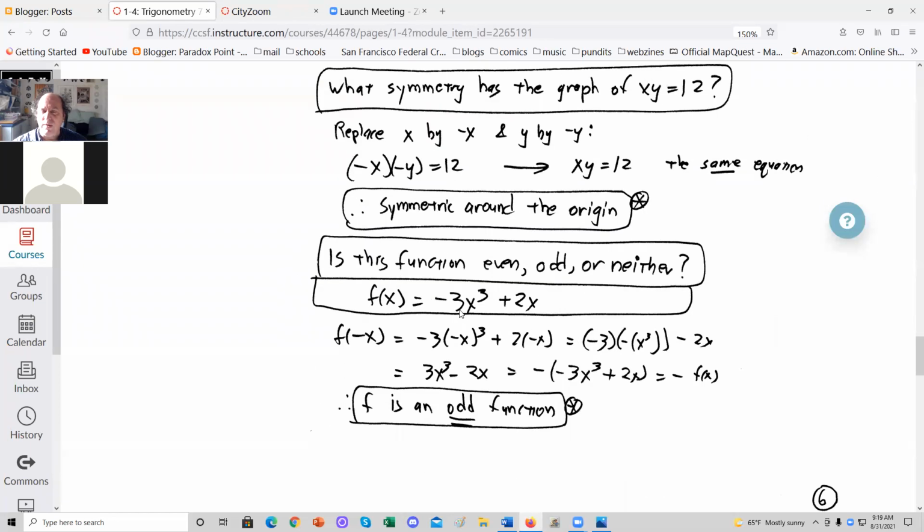Here a function, negative 3x cubed plus 2x. Is it even, odd, or neither? Well, you try f of negative x, see what happens. You plug in negative 3 times negative x cubed plus twice negative x. The negative comes out of the x cubed because that's an odd function. The opposite of 2x is minus 2x. That's 3x cubed minus 2x. You can pull out a negative, and that's negative f of x. So f of negative x equals negative f of x, and that is an odd function.